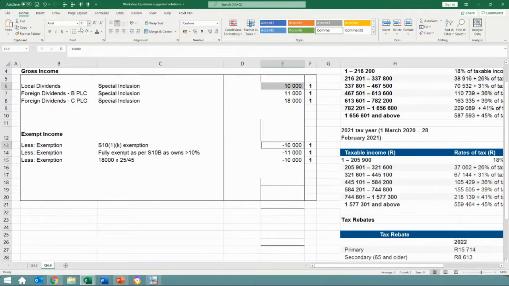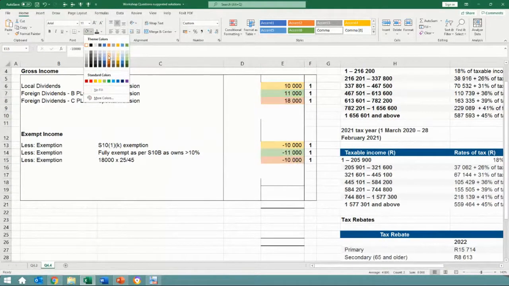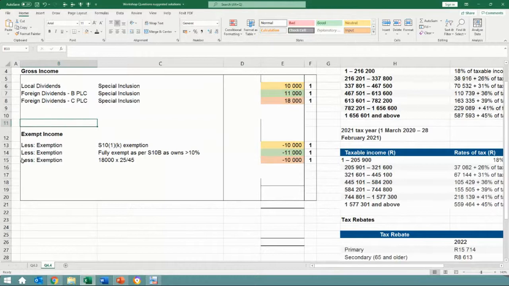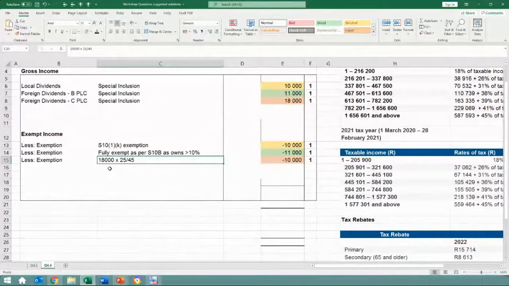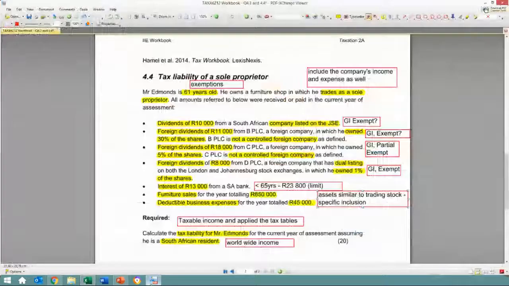So let's just quickly cut a code here so that you can see which exemption and gross income goes together. Okay. So in this scenario, because of the fact that we have only 5% shareholding, it's not a foreign controlled entity, we would use the partial exemption. Because they told you it's a sole proprietor, you use the natural person's ratio rather than the juristic person one. If it was a company, we would have done it 13 over, I think it's 28 for the company.